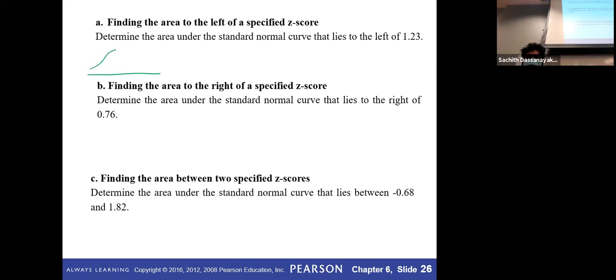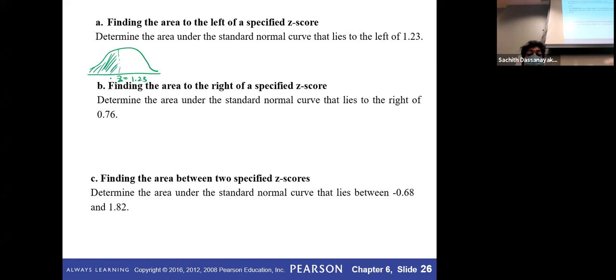So this means this is your curve. Don't worry about the curve, the shape of the curve doesn't matter. This is your C value. C equals how much? It is 1.23. So you need to find this area.